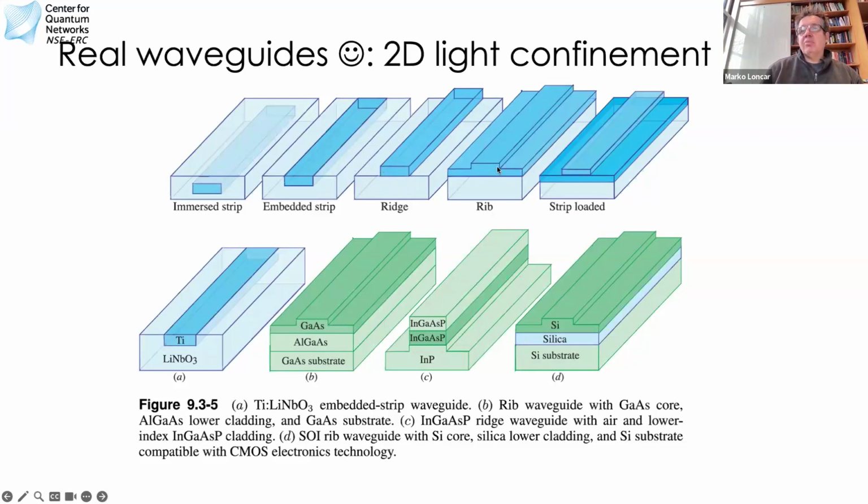Ribbed waveguide is another popular geometry. The only difference is you don't etch through what we call this device layer, where devices are made, in this case, for example, silicon. And here is an example of a ribbed waveguide made in silicon on insulator. This is silicon on insulator, silicon dioxide. Here is a ridge waveguide in indium gallium arsenide phosphide, and so on and so forth.